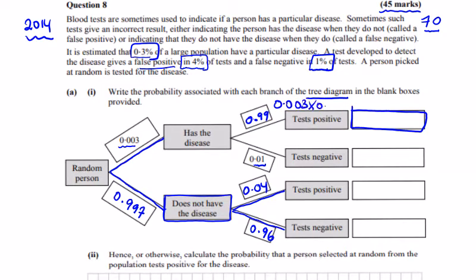To get this box here, we just multiply the branches of the tree, 0.003 by 0.99, etc., all the way down. I'll just pause the recording and write the answers into the boxes so you don't have to listen to me doing multiplication. So these are our probabilities here.